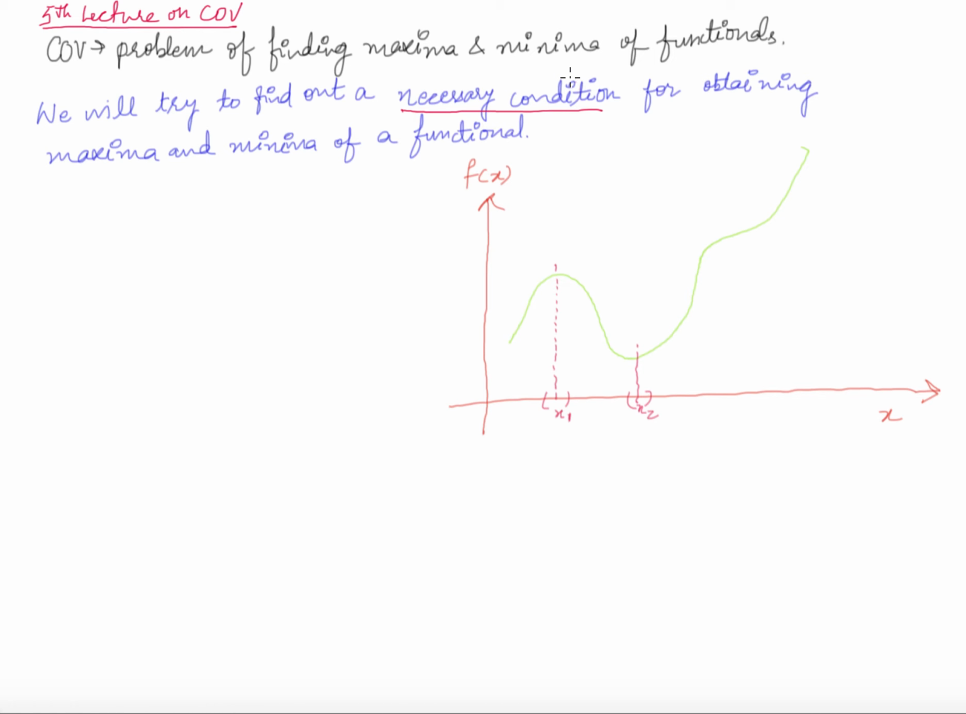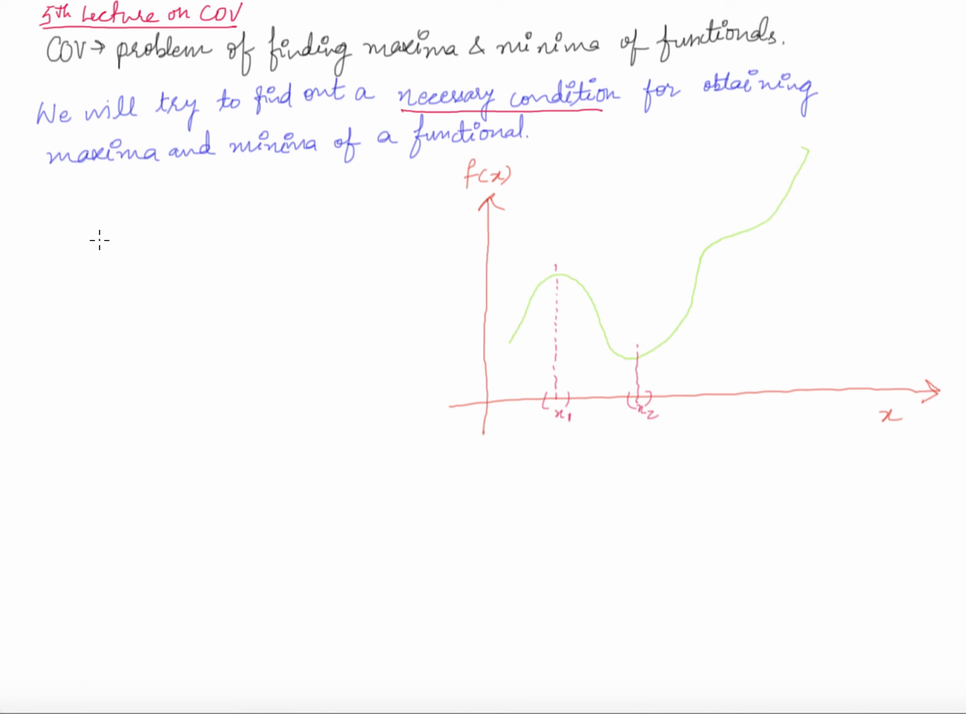What we are trying to do is find a necessary condition for obtaining a maxima and minima of a functional. As we are more comfortable with functions, we'll try to have an analogy between this functional and function, so that we have more clear concepts.